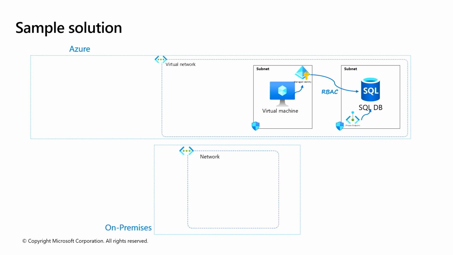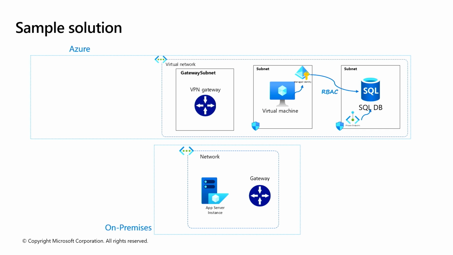Now, for on-premises, we have a network with an app server on top of it. We'll connect securely via a VPN device. In Azure, we need to configure the virtual network gateway on its own reserved subnet, the gateway subnet. We'll create a site-to-site connection and encrypt the tunnel over public IPs.